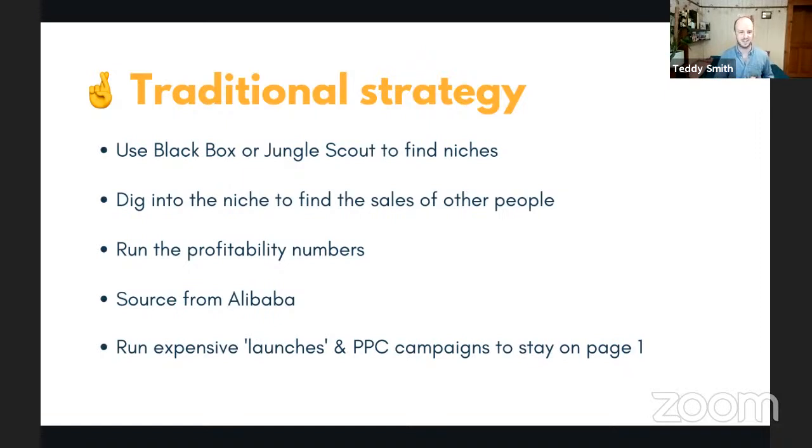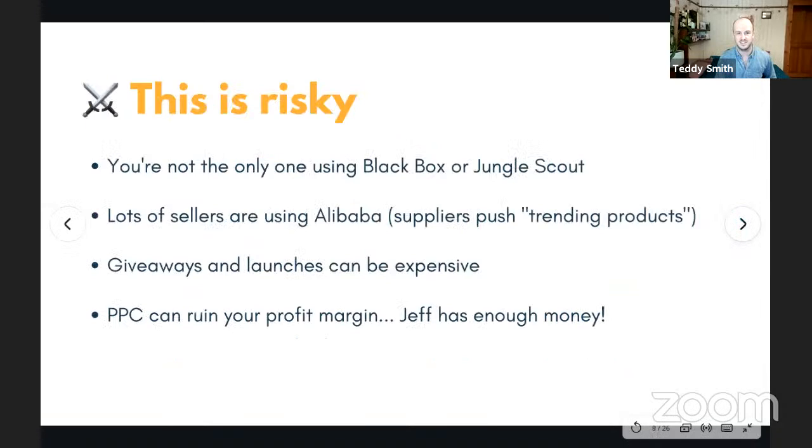Now, if you recognize that strategy, that's normal, because that's what most people do. And a lot of the strategies you hear are basically that, just summarized in a nutshell. Now, I think this is an extremely risky strategy, to be honest, and it's a quick fire way to end up with waterproof and cat-proof seat covers, because you have to remember, you're not the only one using Black Box or Jungle Scout. Loads of sellers find products on Alibaba, and some of the manufacturers on there even just push products that are trending.